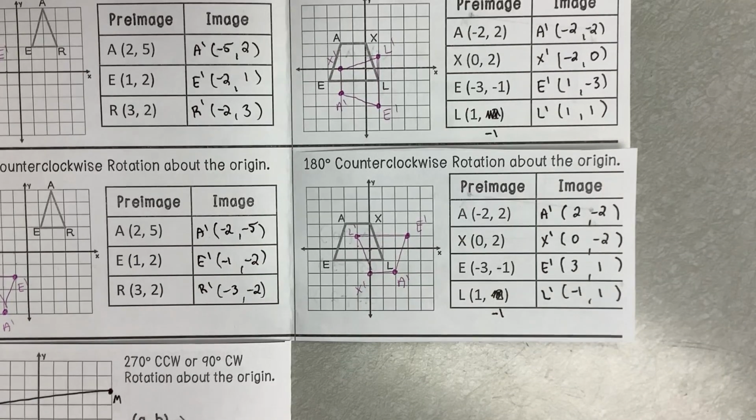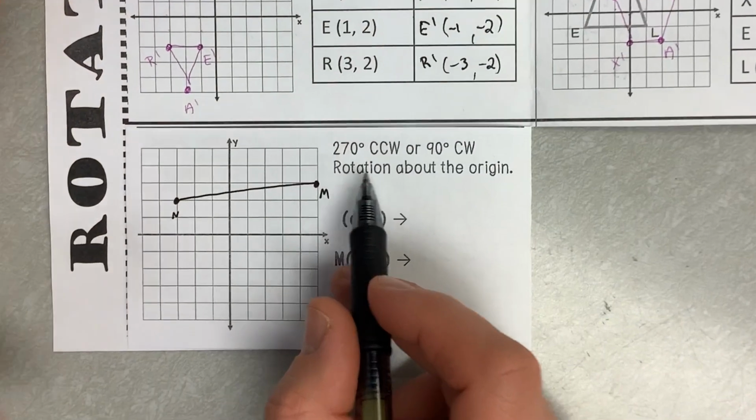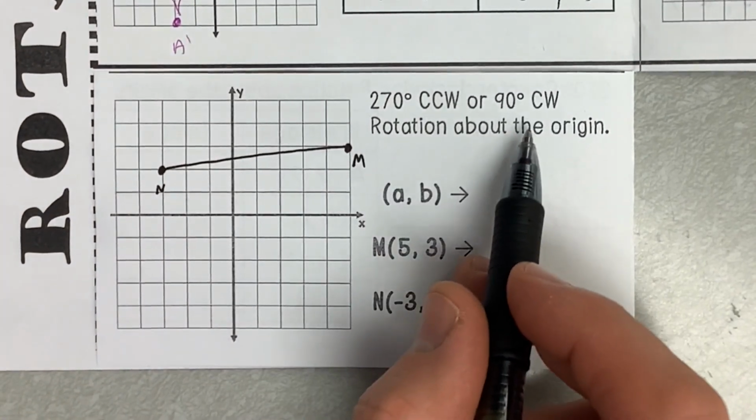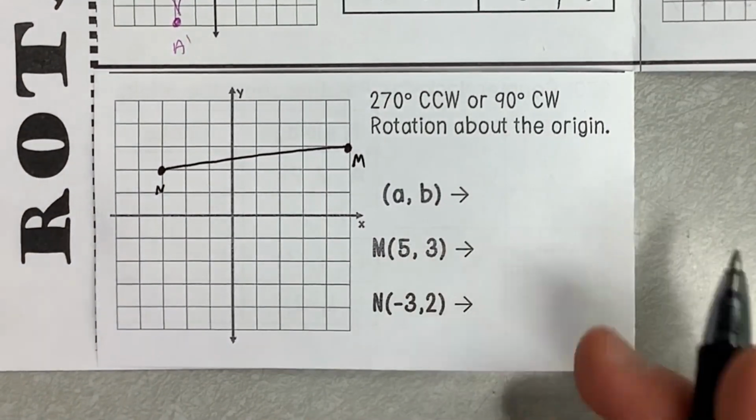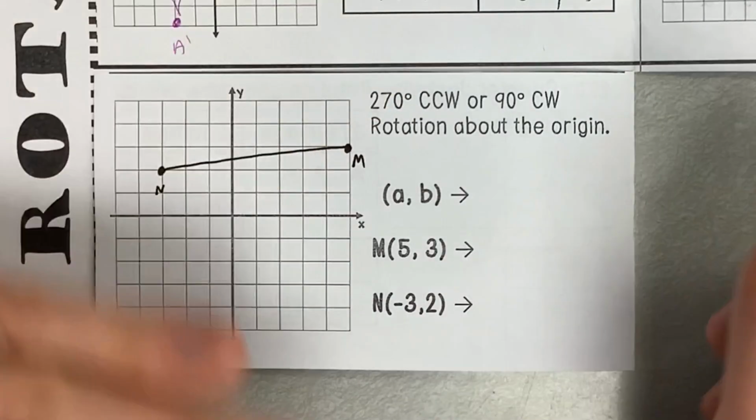Now let's do this last and final rule. So this rule is for when you have a 270 counterclockwise or 90 degrees clockwise. You ever see any of those degrees in clockwise? You follow this rule.